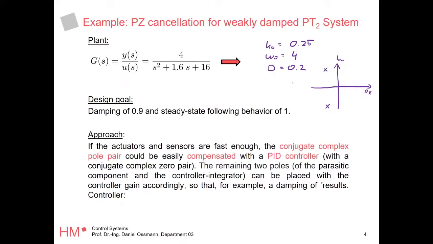And the design goal is we want to increase the damping to 0.9. So the damping of the new system should somewhere be here. This is where 0.9 is. And we want to have steady state accuracy. Okay. Steady state accuracy, we don't have it now because we have a gain of 0.25, means we only get 25%. Okay, so what approach are we going to use?